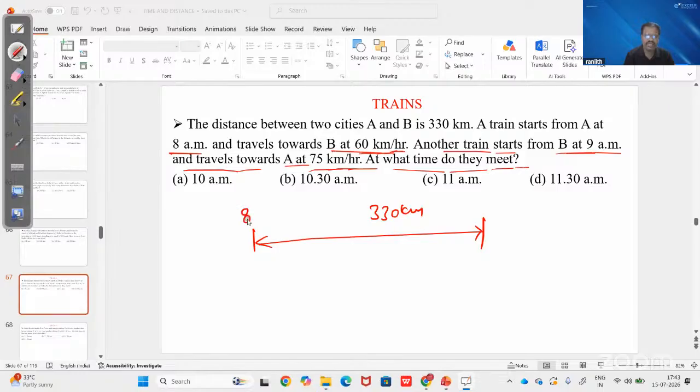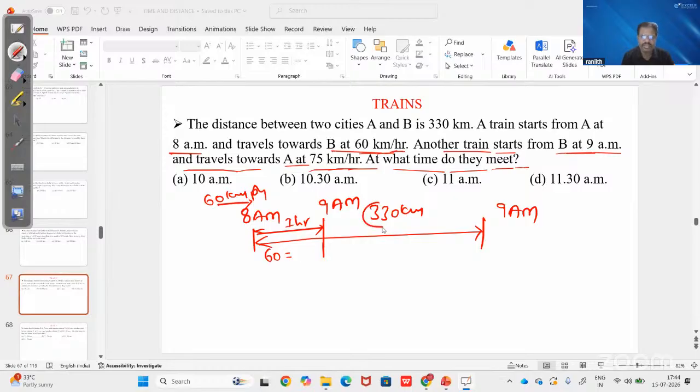A person started at 8 a.m. and the other person started at 9 a.m. These two persons will meet each other after 9 a.m. only. One person started at 8 a.m. with the speed of 60 kilometers per hour. From 8 to 9, he will cover 1 hour with the speed of 60 kilometers per hour. In the sense, he will cover 60 kilometers.